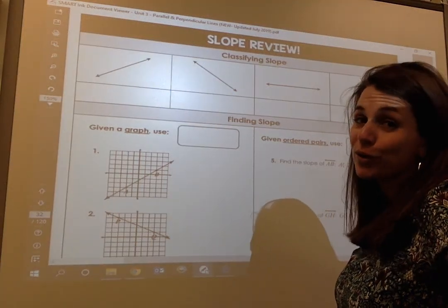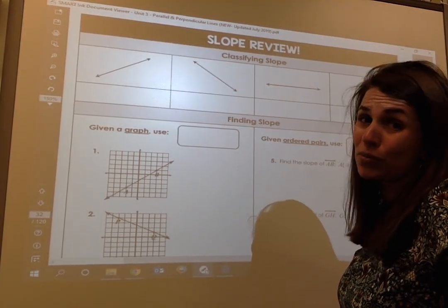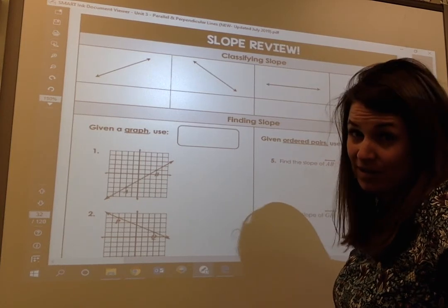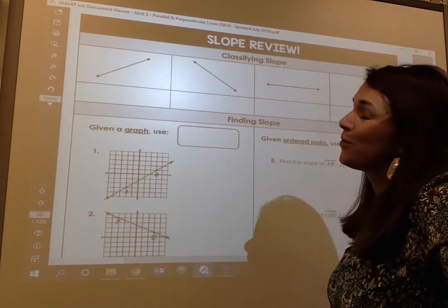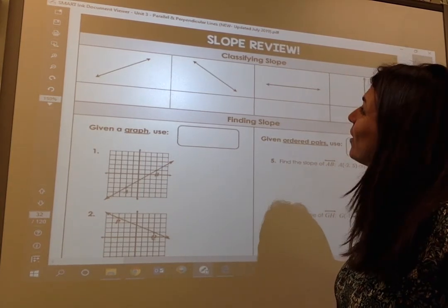Here we are on slope review, and this should be super easy because you had a fabulous Algebra 1 teacher. So I'm sure you remember everything. So let's talk about these.